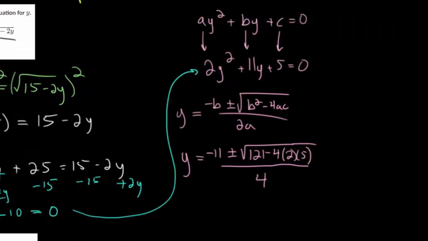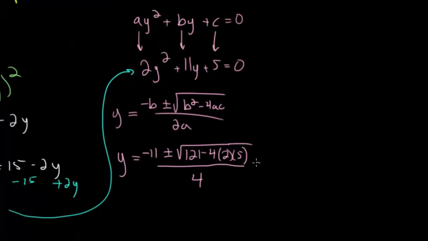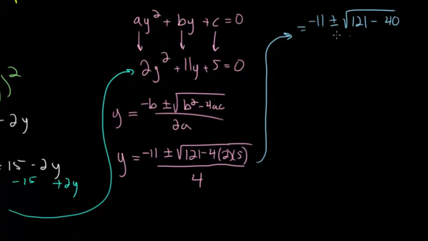So let me make a little bit more room here. And we can continue up here. So we have negative 11 plus or minus. We'll have to simplify the square root. We have 121 minus 4 times 2 is 8, times 5 is 40. And then all divided by 4. And from here, we will do that subtraction.